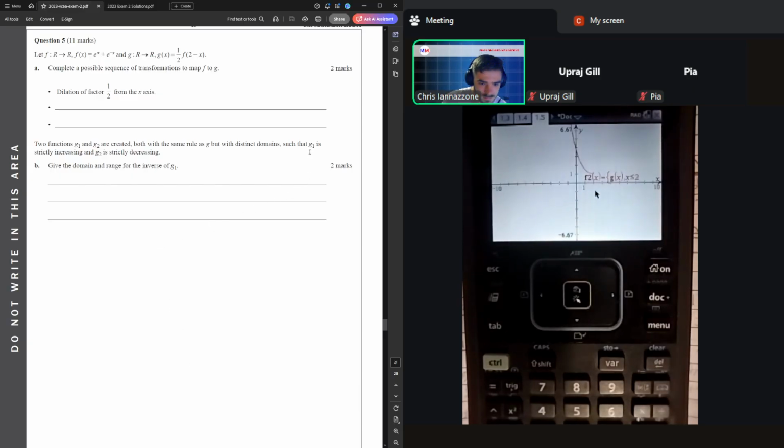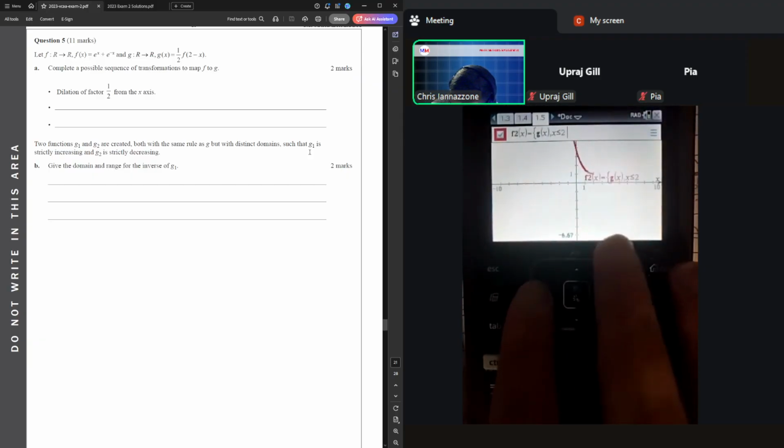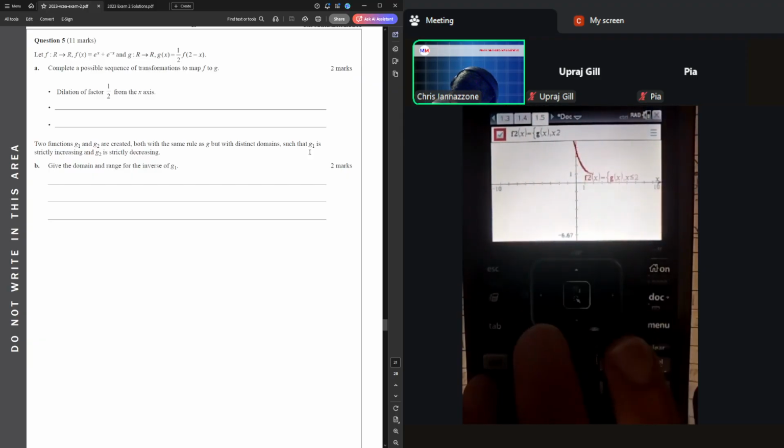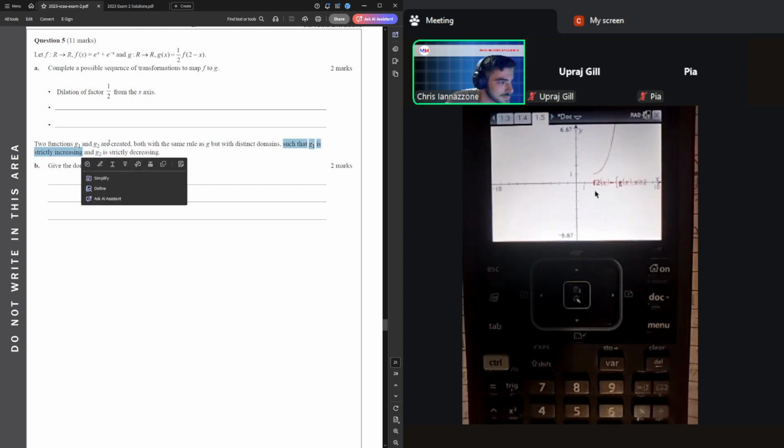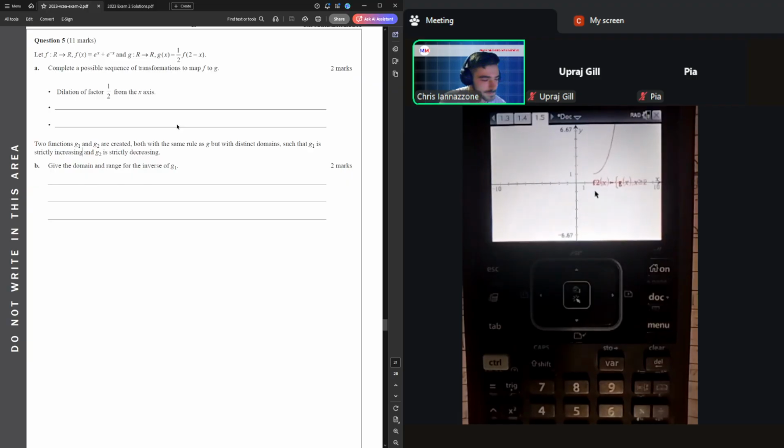Oh, hang on. No, I made a mistake. It's supposed to point right instead of left. I misread the question. It was domain and range of the inverse of G1, and G1 is the increasing portion. Whoops, my bad.